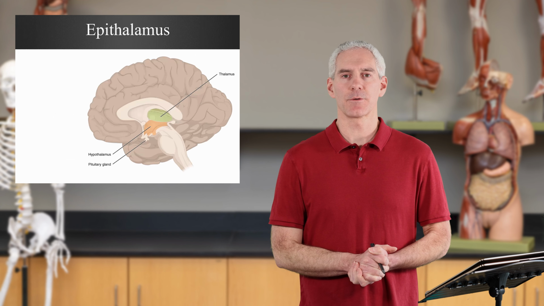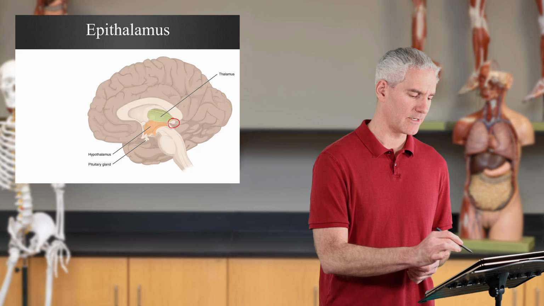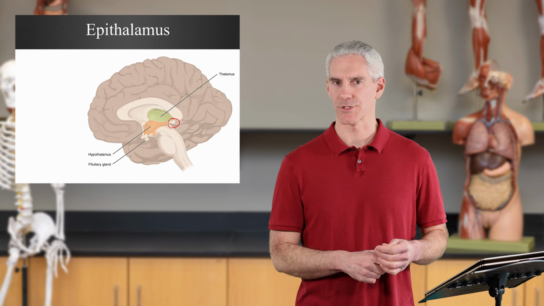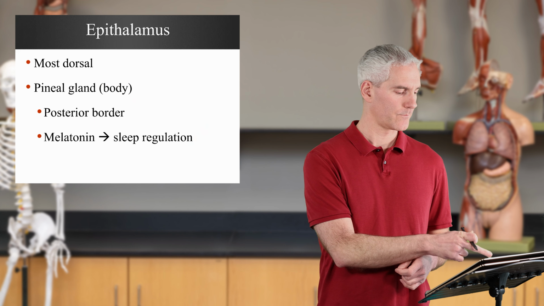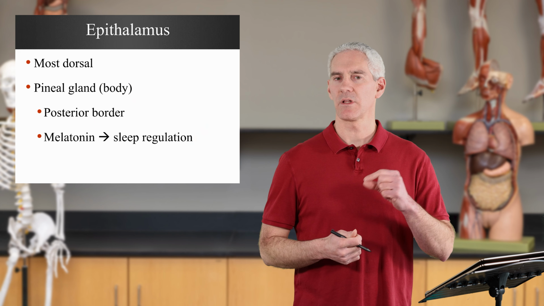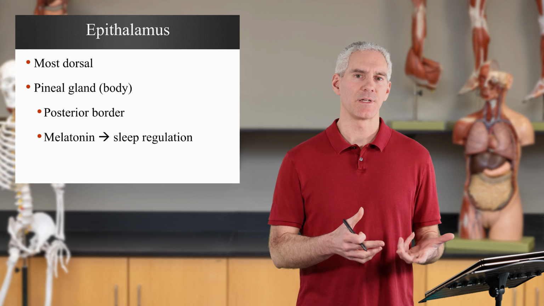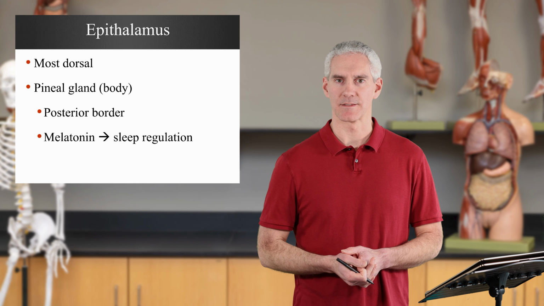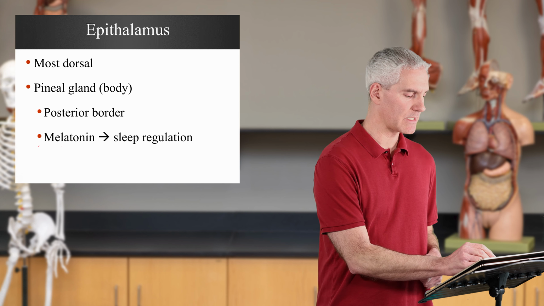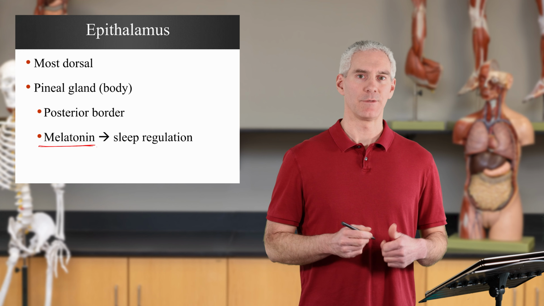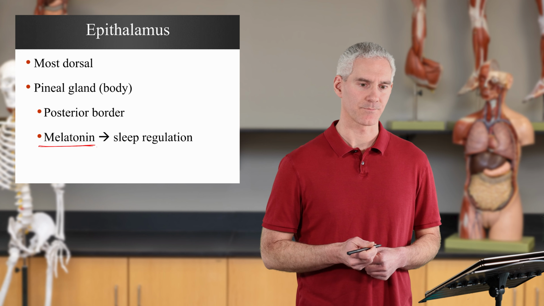Which brings us to the third piece, the epithalamus. Now, epithalamus is back here. It's not labeled, but it's a smaller portion here. The epithalamus itself is the most dorsal aspect of this diencephalon region. But really, the epithalamus, the region, only houses one gland. It's the pineal gland. And the pineal gland is going to produce melatonin. You might have heard of melatonin before because it helps with your sleep cycles.